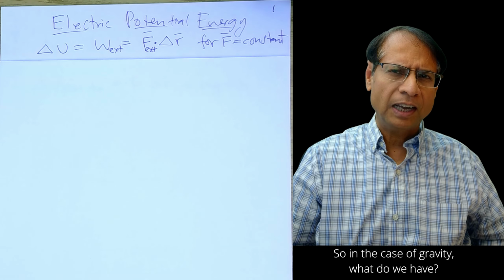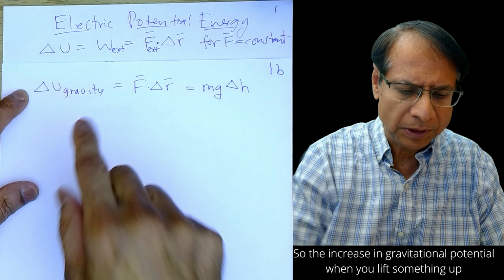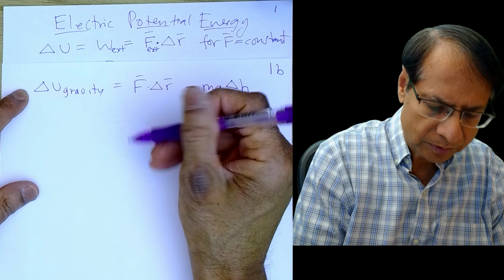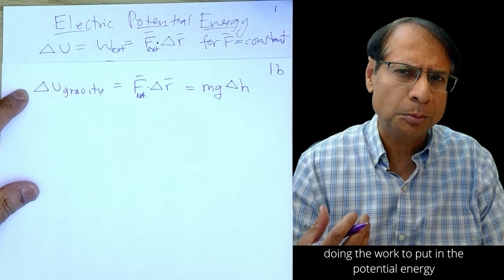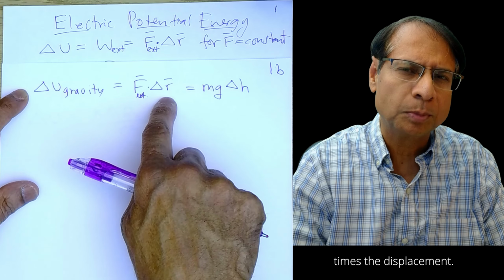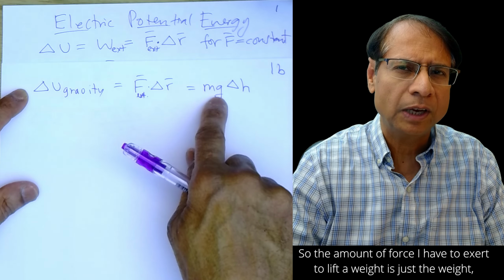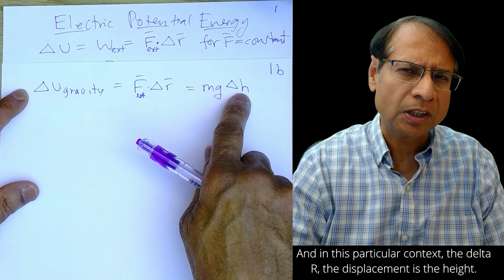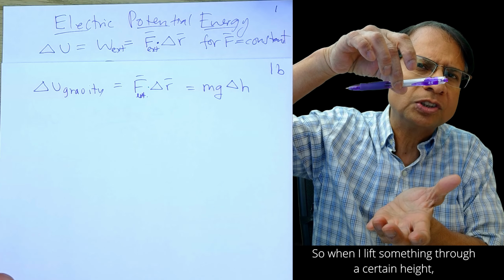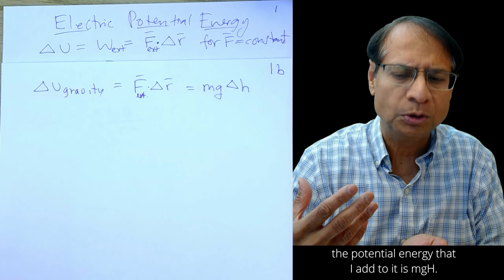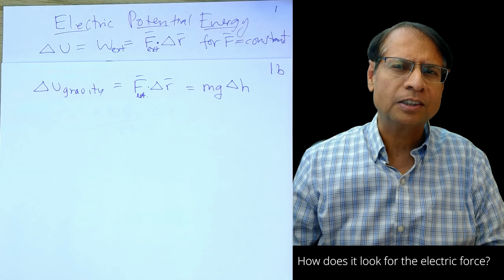So in the case of gravity, what do we have? The increase in gravitational potential when you lift something up is your external force, the force coming from a hand that's doing the work to put in the potential energy, times the displacement. The amount of force I have to exert to lift a weight is just the weight, which is mg. And in this particular context, the delta R, the displacement, is the height. So when I lift something through a certain height, the potential energy that I add to it is mgh. So that's the case of gravity. How does it look for the electric force?